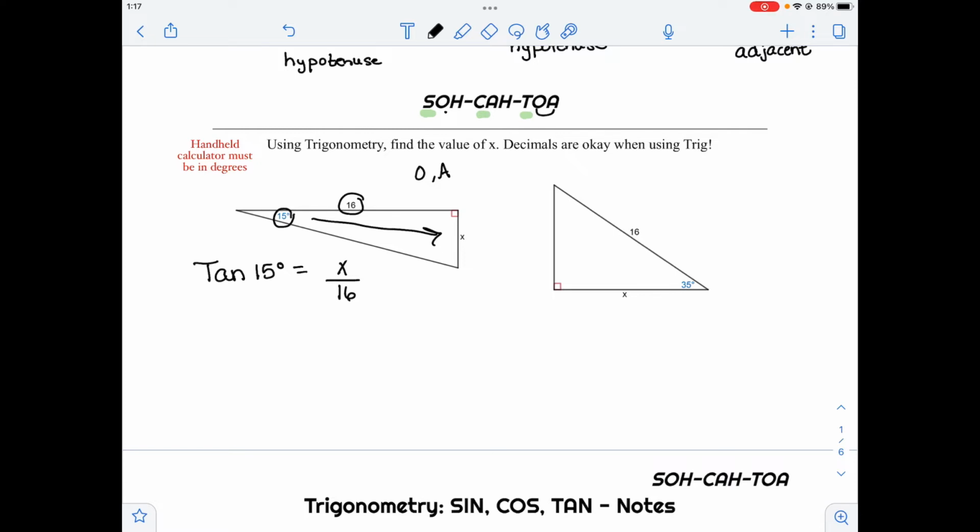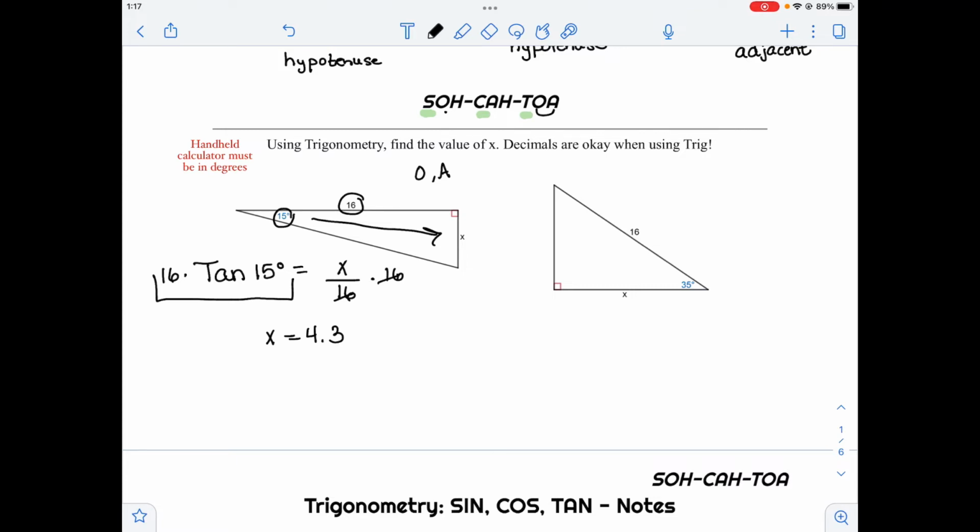And then you're going to solve. To solve, you're going to multiply both sides by 16 to get rid of the denominator. And then you can put this in your calculator. You don't have to put the degree sign, or of course in Desmos, and it will tell you that x is 4.3. Now using decimals is definitely the way to go in trig, and it's okay.